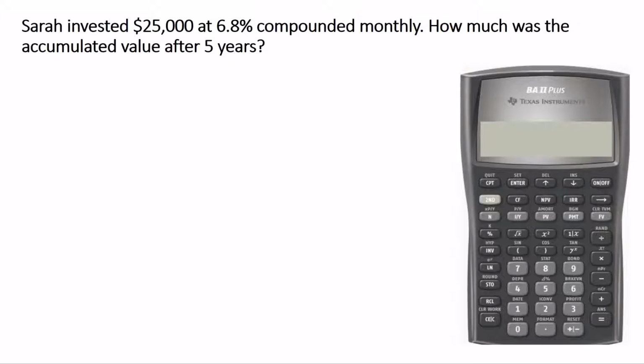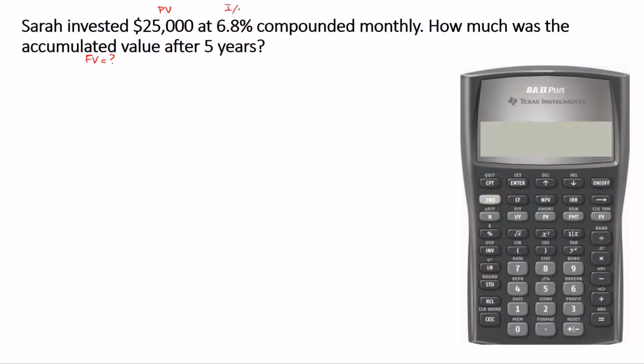So in this problem, $25,000 is invested at 6.8% compounded monthly, and then we are looking for the accumulated value. Accumulated value is another name for future value. So looking for FV given PV of $25,000. The nominal interest rate or interest rate per year is 6.8%.